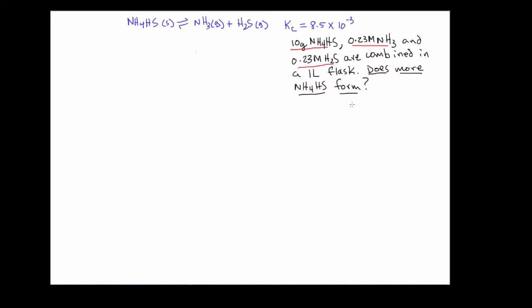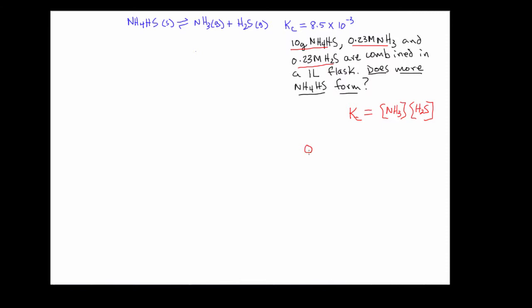So the first thing I'm going to do down here on the right is write the equilibrium expression for this. And since we're in molarity, we're going to write a Kc. And the Kc is going to be concentration of NH3 times concentration of H2S. Remembering that since this is a heterogeneous equilibrium, the ammonium hydrogen sulfide, the NH4HS, is not included in the expression. And the value, Kc, is equal to 8.5 times 10 to the minus 3, which, by the way, is a small equilibrium constant.